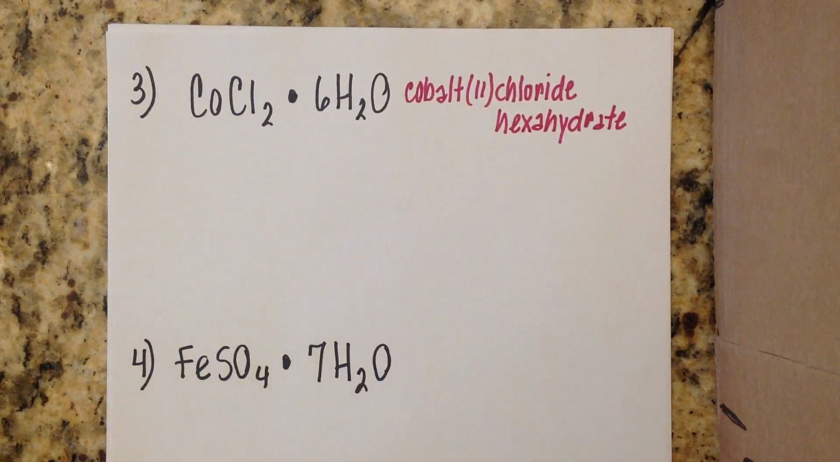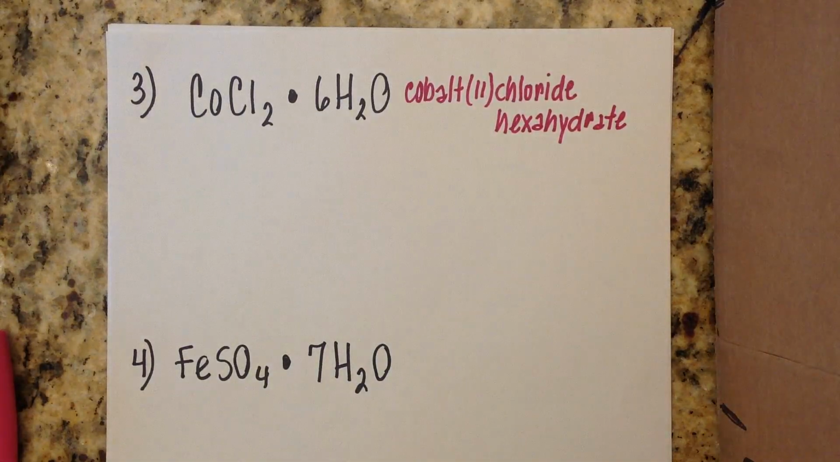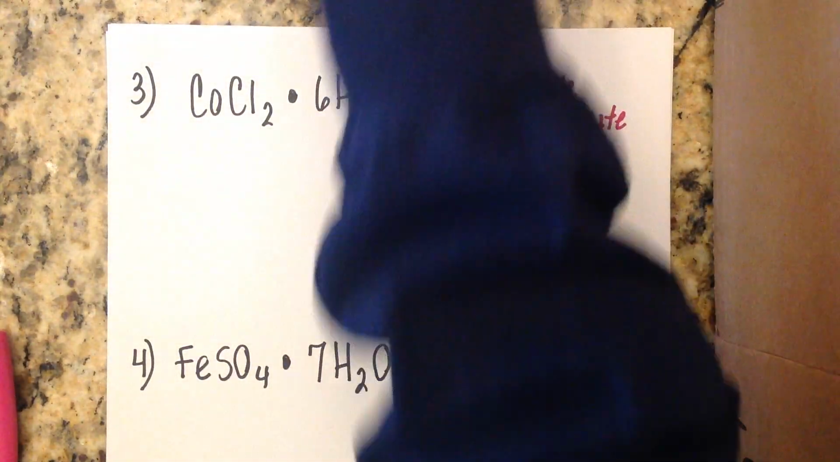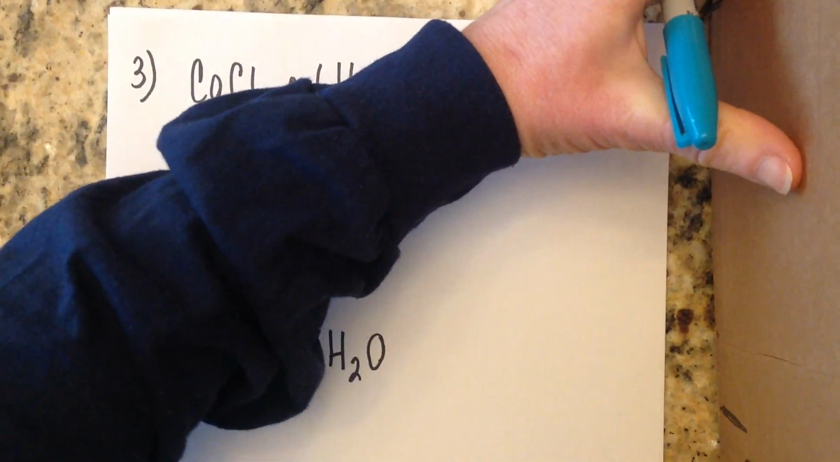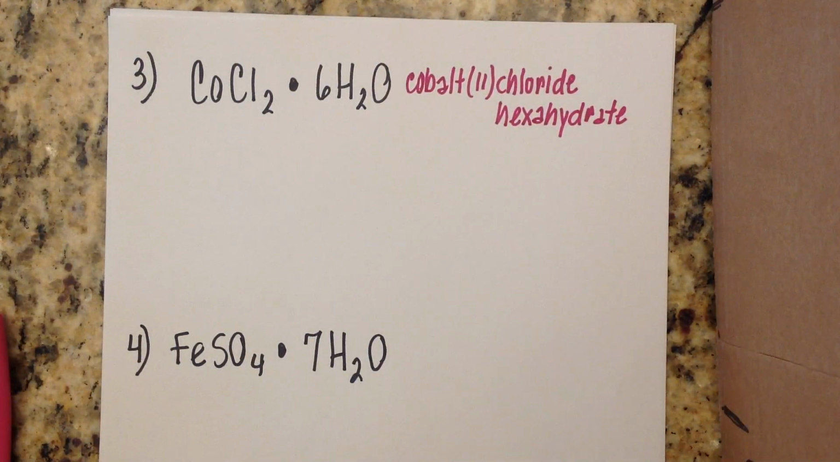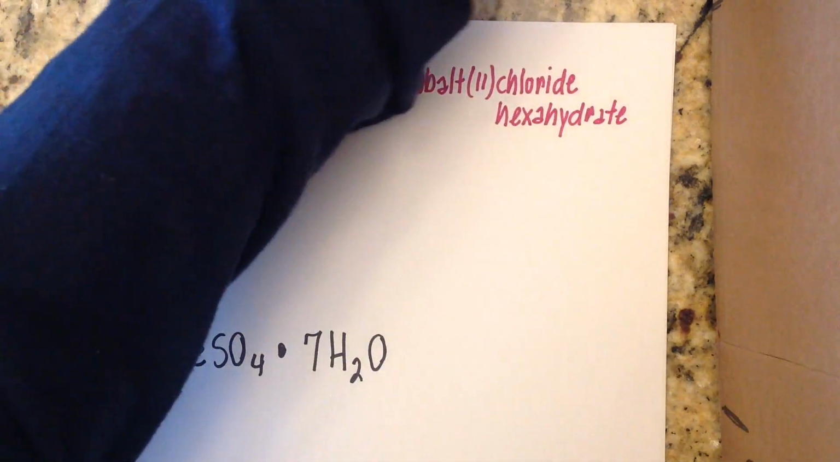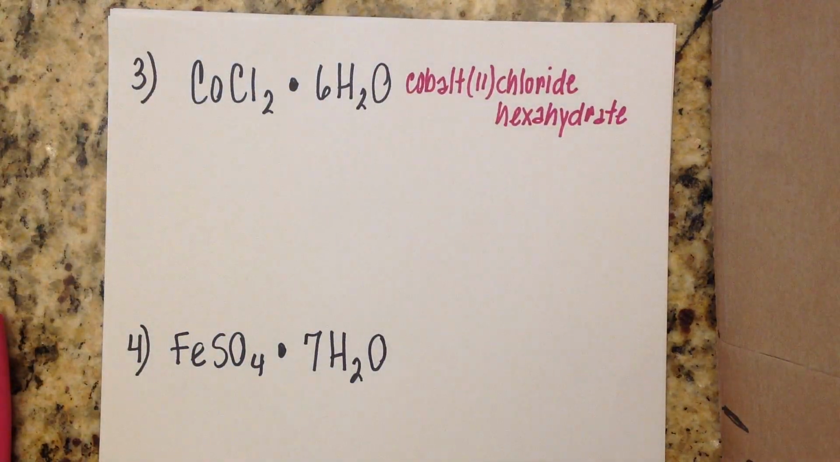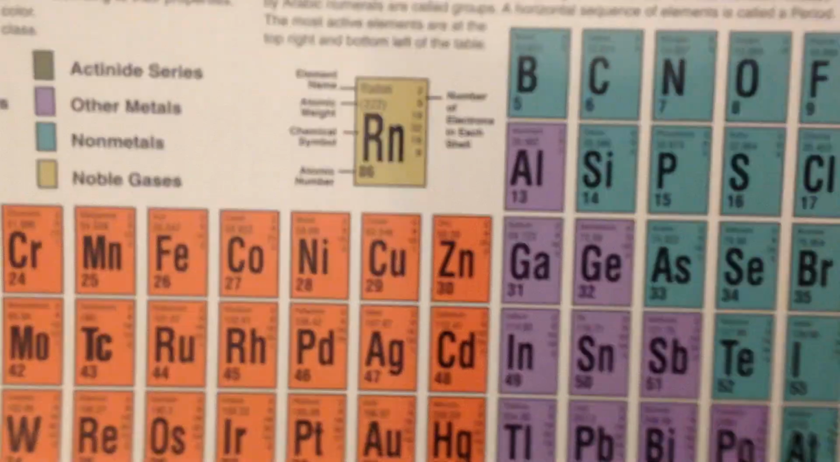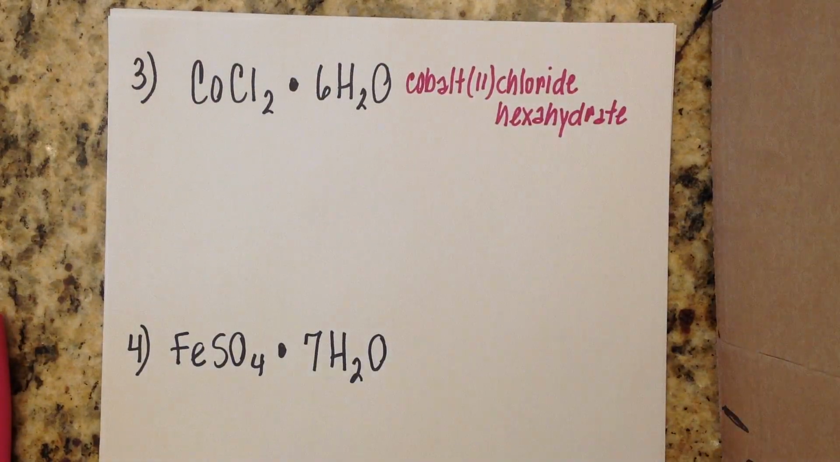So, chlorine is 35.45 times 2. And we're going to add to that 1 cobalt. The mass of cobalt, sorry, I'm trying to dig my periodic table out from under this pile of stuff. Okay, so cobalt got cut off on that copy. Let me look real quick. So right here is your mass of cobalt.